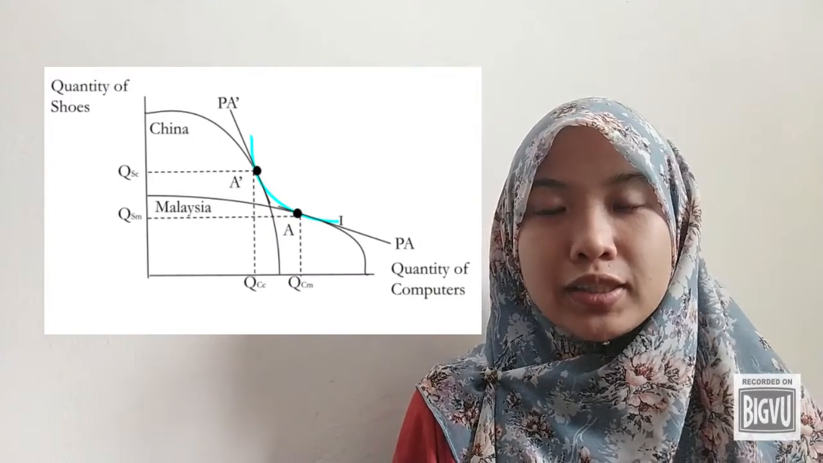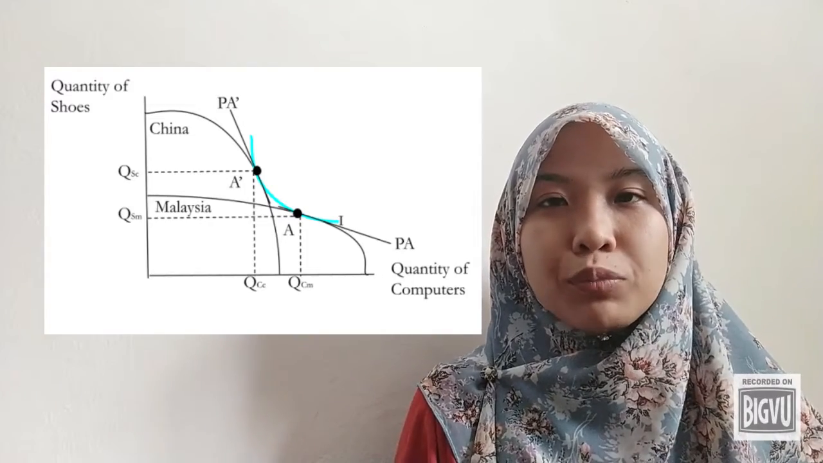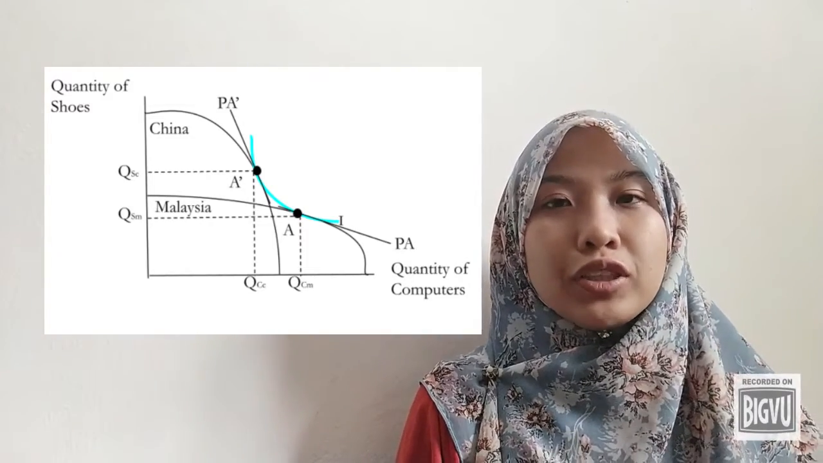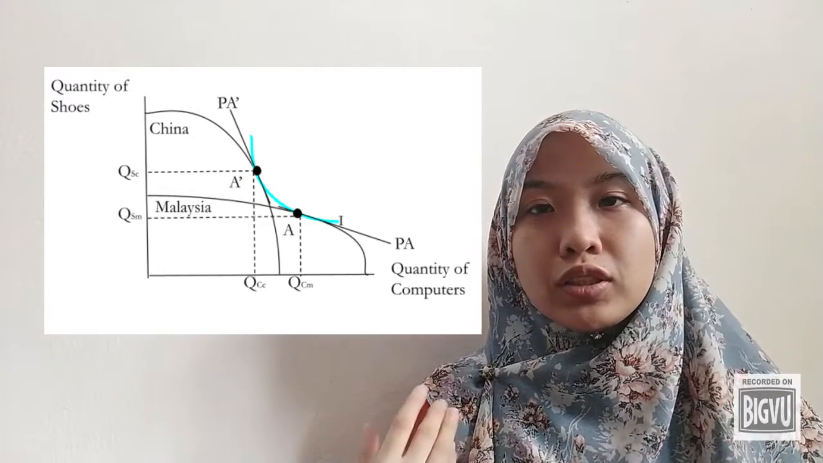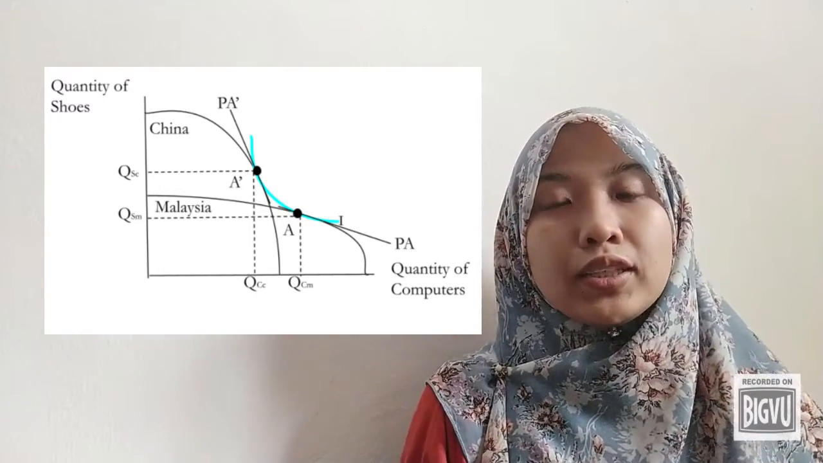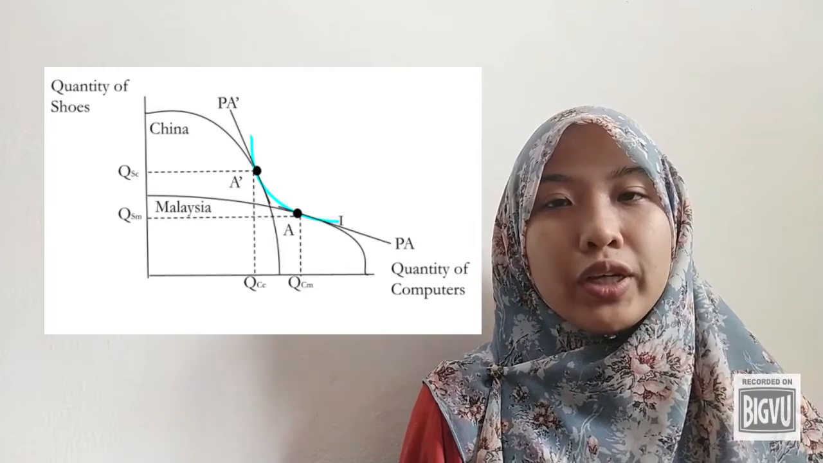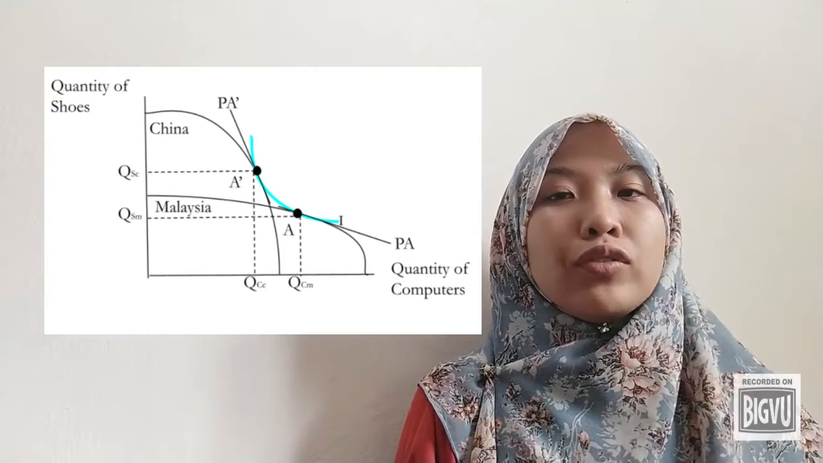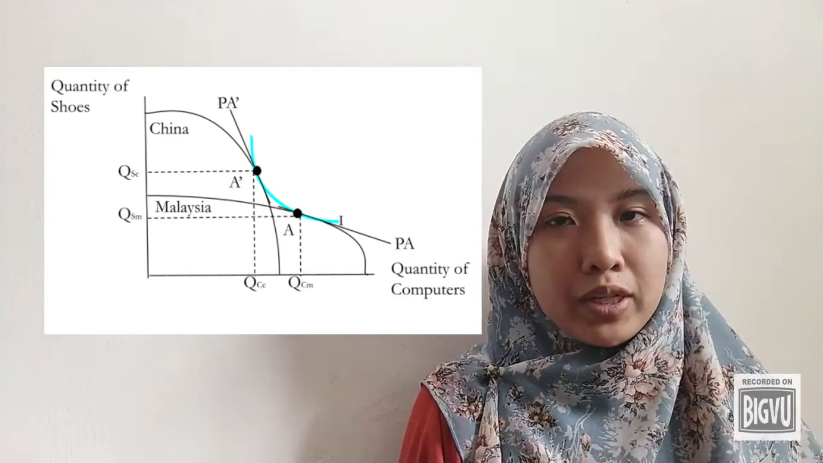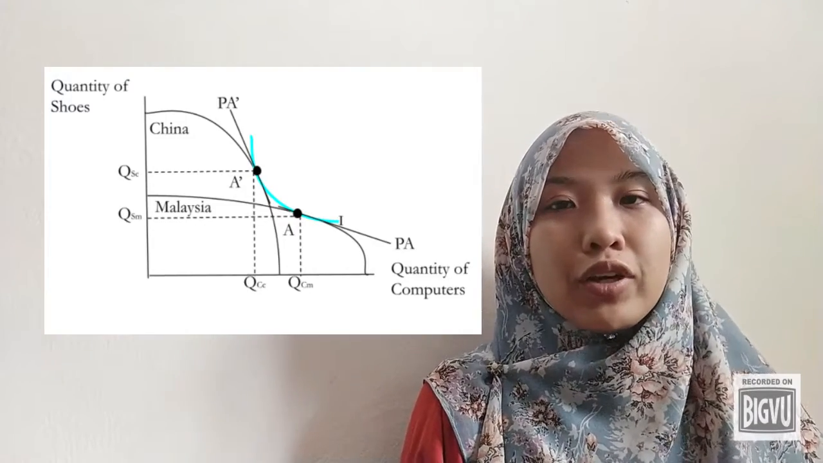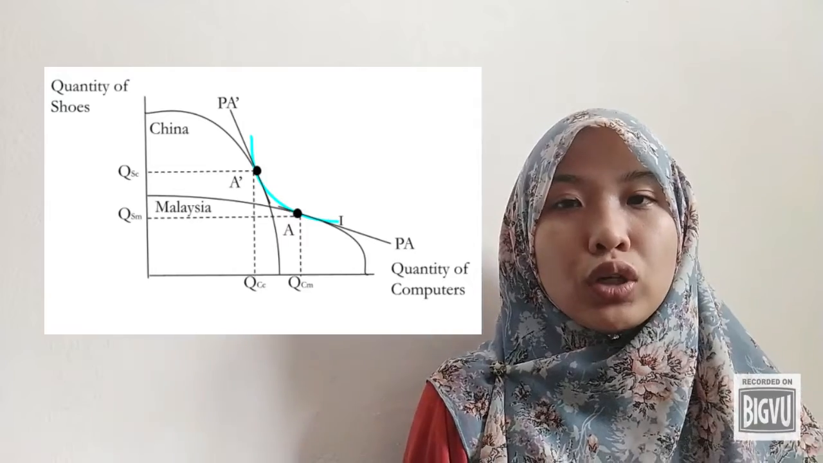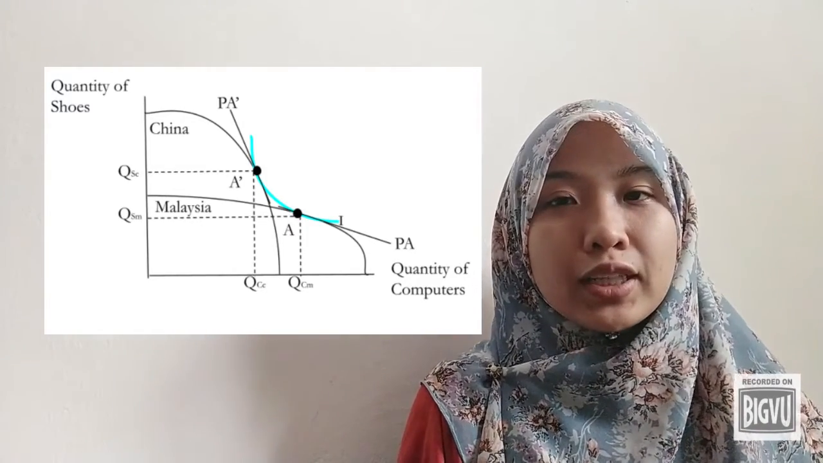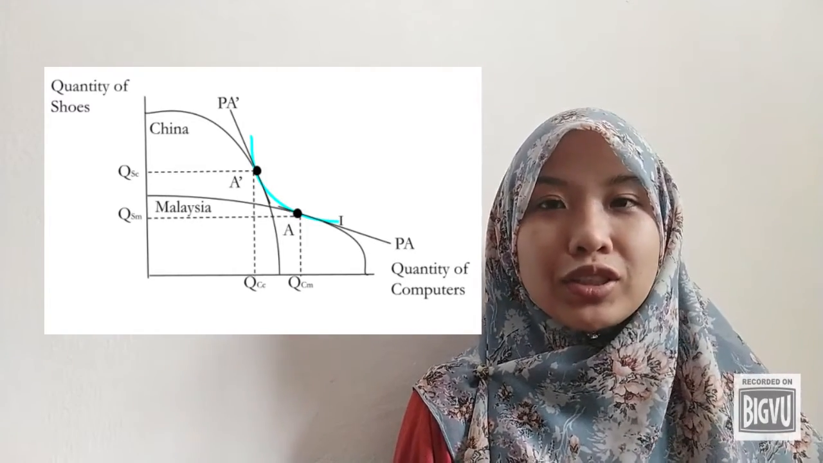In autarky, assuming both countries have the same preferences, their indifference map would also be the same, which can be seen as indifference curve 1, which is tangent to the PPF of Malaysia at point A and tangent to the PPF of China at point A prime. As Malaysia has comparative advantage of computers and China has comparative advantage of shoes, both countries will specialize and trade to reach a higher indifference curve.